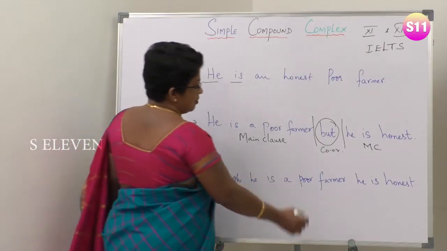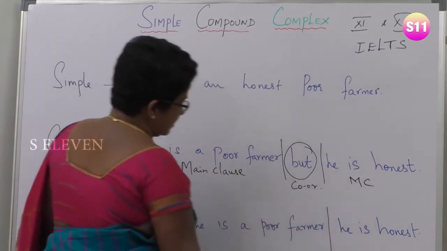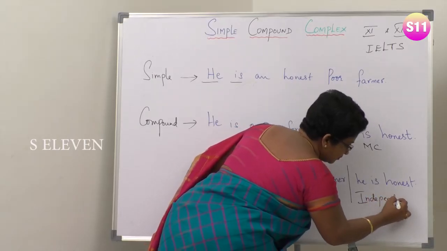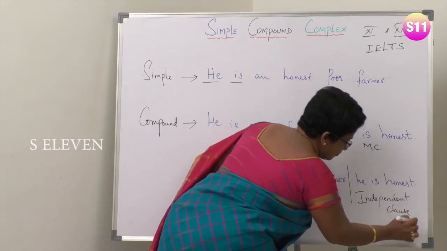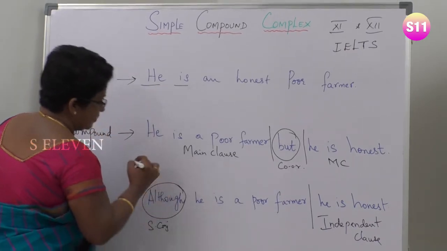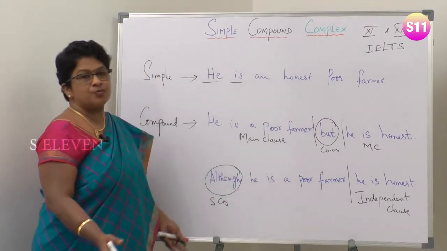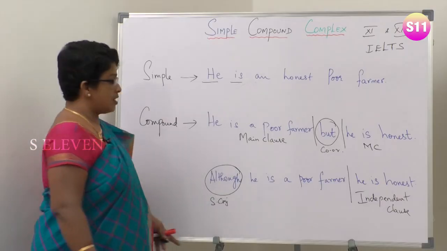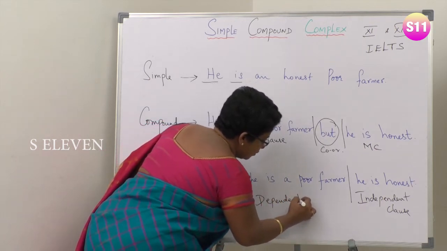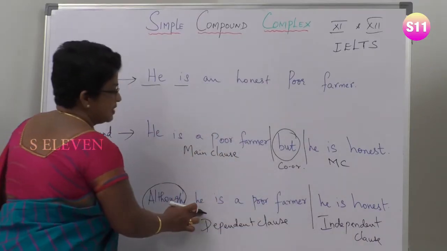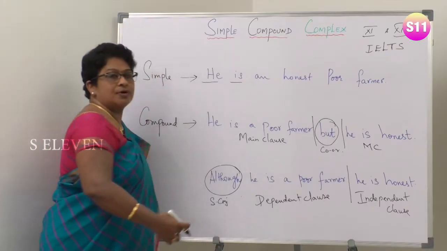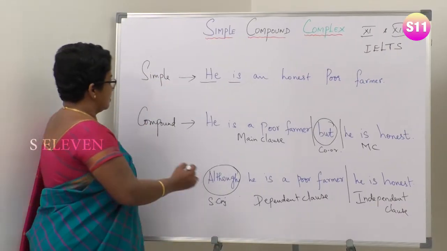Next, although he is a poor farmer, he is honest. Here, he is honest, this is the main clause, or what is the other name for it? Independent clause. And here, although, this is a subordinating conjunction. Although he is a poor farmer. If I just say although he is a poor farmer, you will be waiting for me to complete the sentence, because this is not a main clause, this is a dependent clause. Why do you call it a dependent clause? Because this depends on this. This can stand alone, whereas this relies on this for conveying a meaning. So, this is a complex sentence.